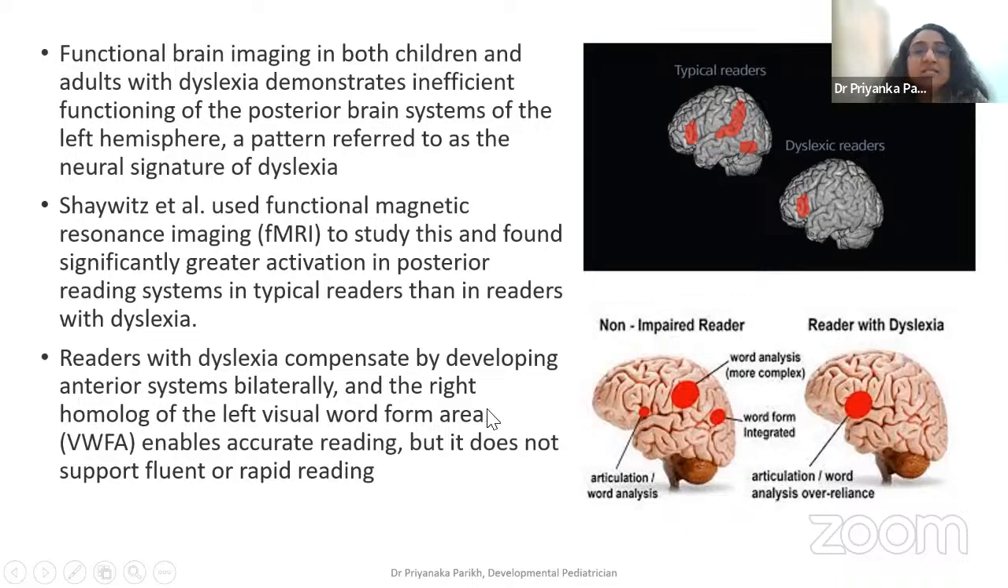So what happens is that readers with dyslexia compensate by developing anterior systems bilaterally to make up for the lack of activation in the posterior systems, which can enable the reading, but it still does not support fluent or rapid reading and comprehension.